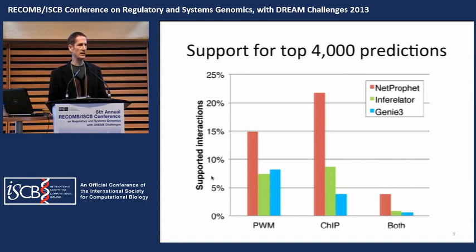We also compared net profit to two top performers in previous gene challenges, Inferelator and Genie3. We compared them in terms of the percent of their top 4,000 predictions that were supported by PWM binding models, the percent that were supported by ChIP evidence, and the percent that were supported by both. And you can see the results here.